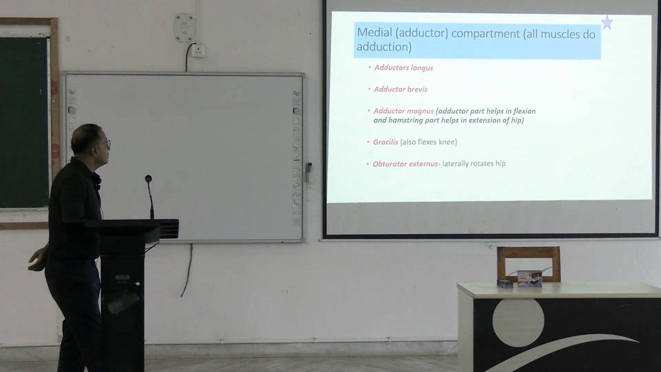Whenever the knee jerk is elicited, these muscles are contracting and the knee jerk is produced. Now coming to the medial compartment, which has all the adductors like longus, brevis, magnus, which are placed from superficial to deep. Longus is long, brevis is small, deep to longus we have the brevis, and the deepest is the magnus.